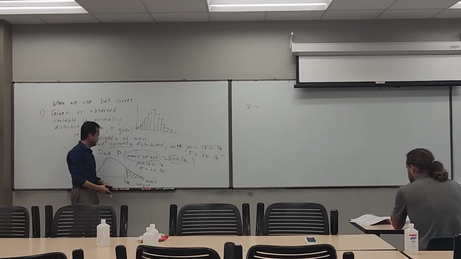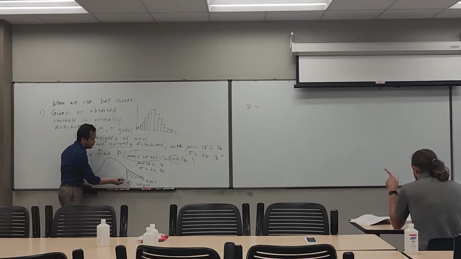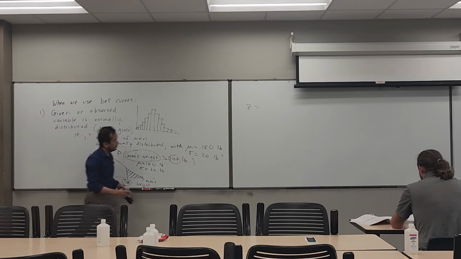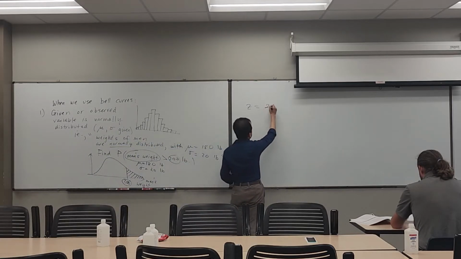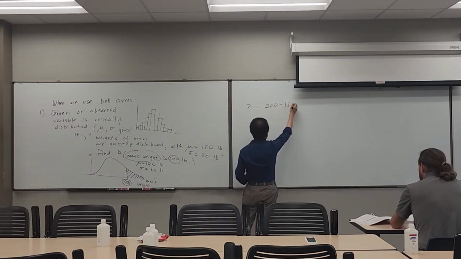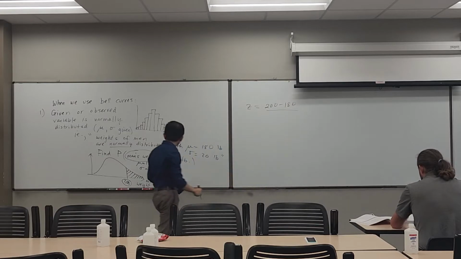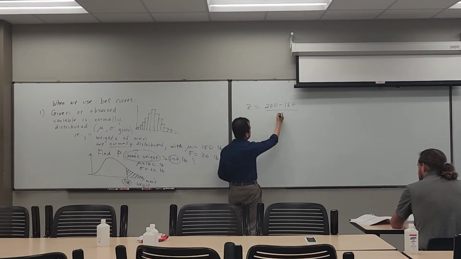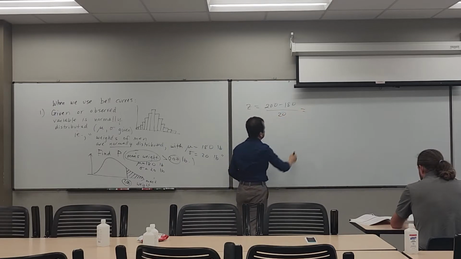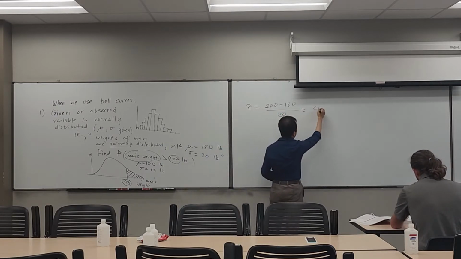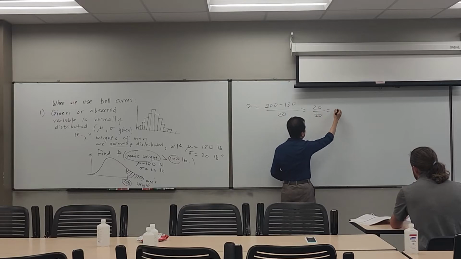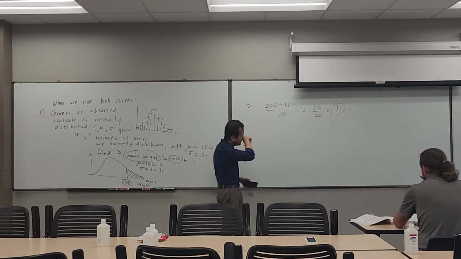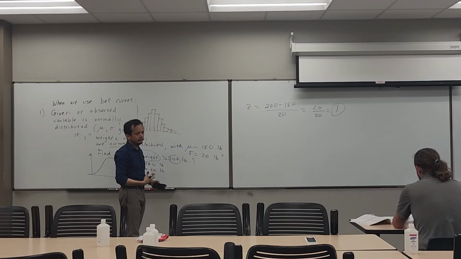So the z-score of this data point is the number of standard deviations that data point is away from the mean. So that data point is 200 minus the mean, which is 180, and then divide by the number of pounds in each standard deviation. So you're going to get 20 over 20, which is 1. So this tells you the z-score is 1. In other words, it's 1 standard deviation away from the mean.